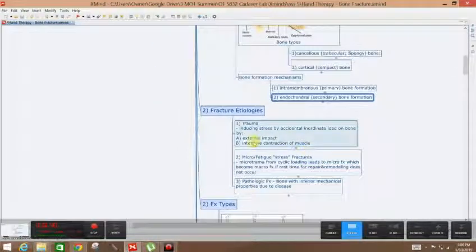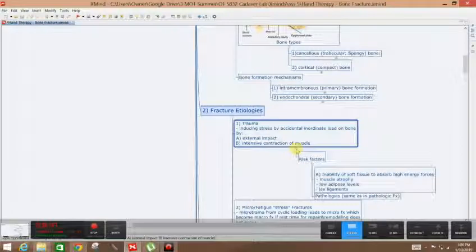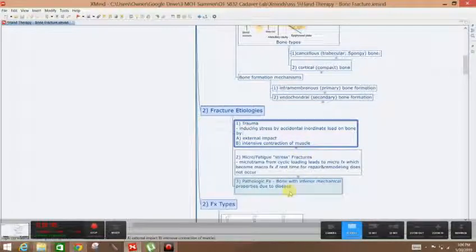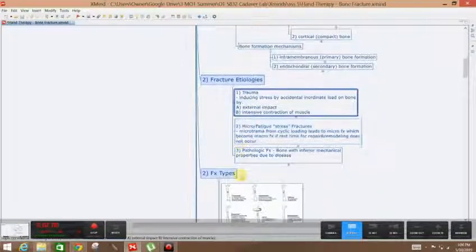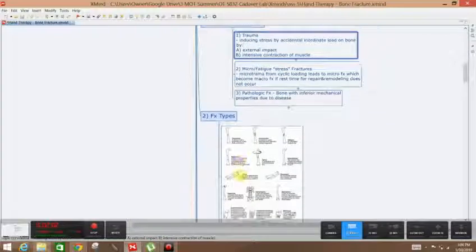Fracture etiologies include trauma, microfractures, and pathological fractures. There's more information about each one that you can go into later. Pathological fractures usually are caused by the weakening of the bone, and then microfractures and trauma will result in the inevitable fracture.